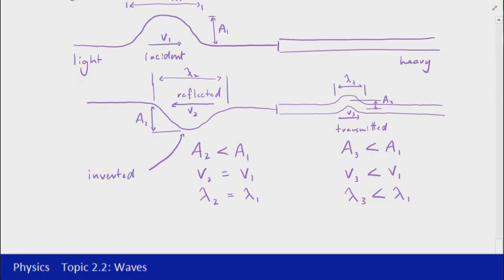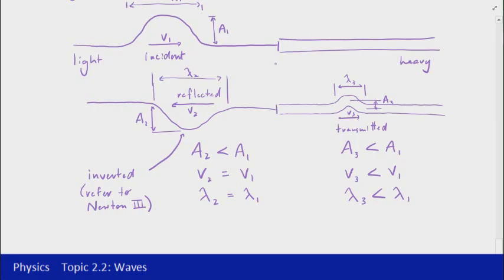Now the reason why it's inverted, we can refer back to Newton's third law. As that pulse reaches the boundary, the lighter rope is trying to pull the heavier rope up. But the heavier rope, being heavier, is going to exert an equal and opposite force on the lighter rope that pulls it down. And because of inertia, the heavier rope's not going to move as much as the lighter rope, and so this force down causes the reflected pulse to be inverted.